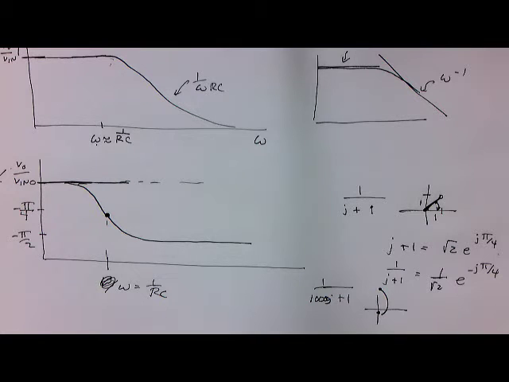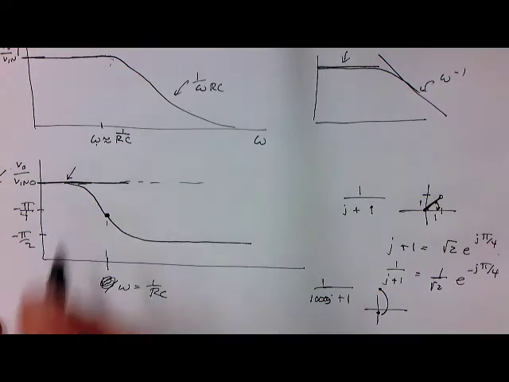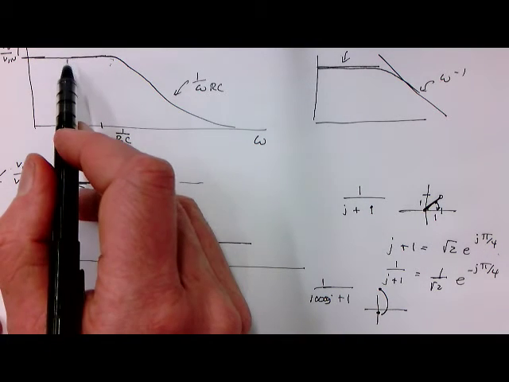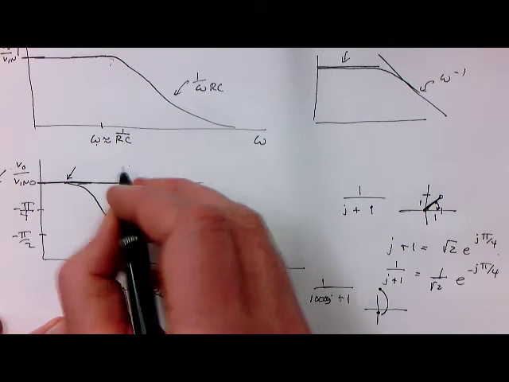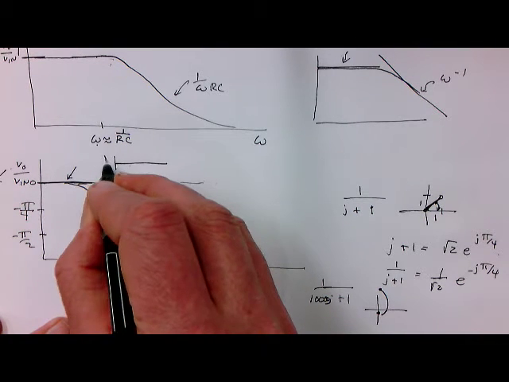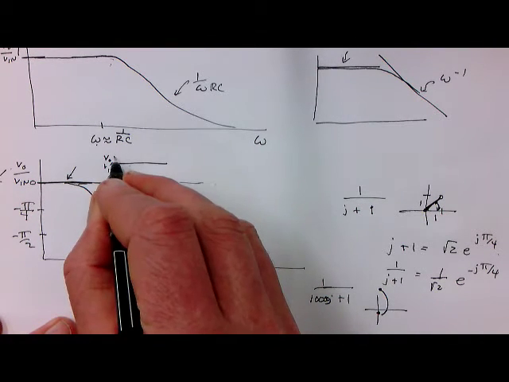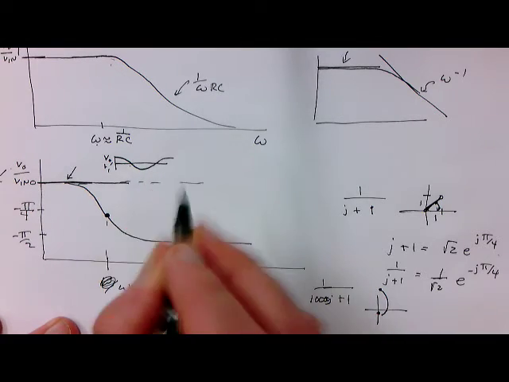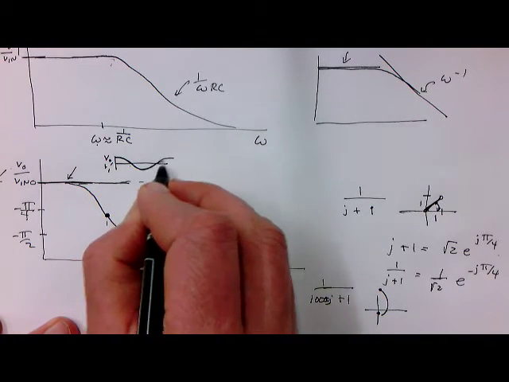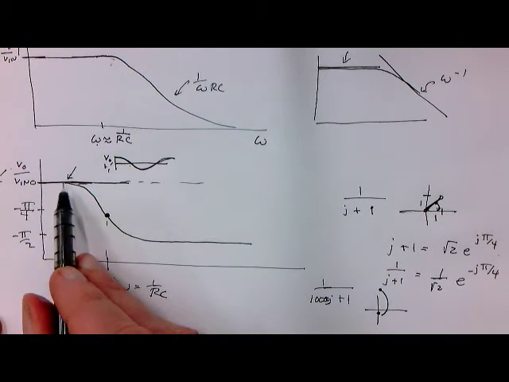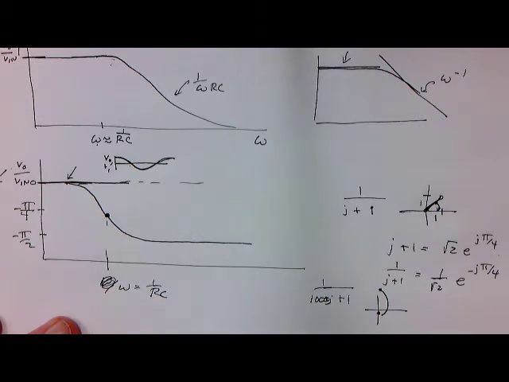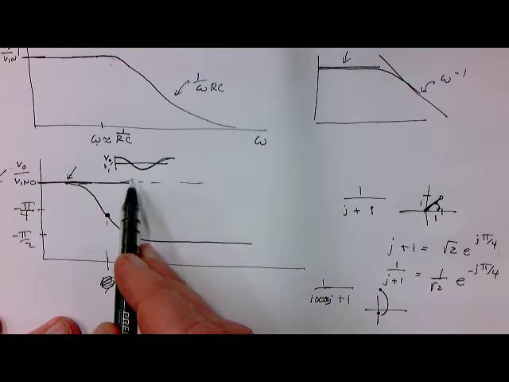A second interpretation of phase is that it tells me what the relationship is in time between the input voltage and the output voltage. So here, we have a phase of 0 and a magnitude of 1, right? So what that means is if I were to plot Vout and Vin, Vin would look like this, and Vout would look identical, because the phase is 0. So they're in phase, and the magnitude is 1, so they have the same size.